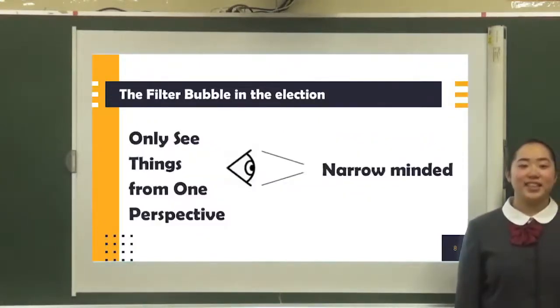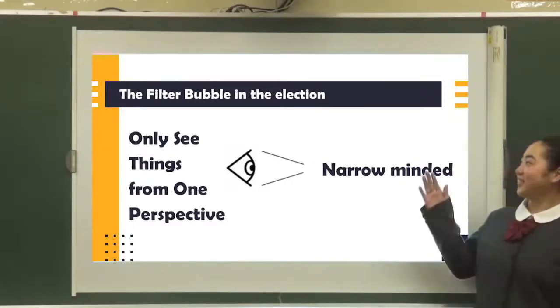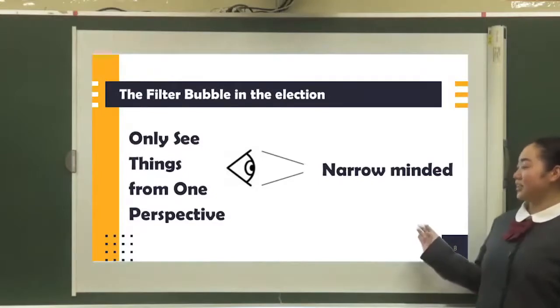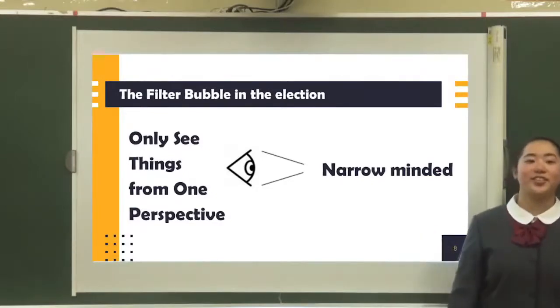The way of thinking is different depending on the person. However, because of the filter bubbles, our point of view is narrow. It is difficult to think about things from another perspective because with filter bubbles, you can only see things from a single point of view.